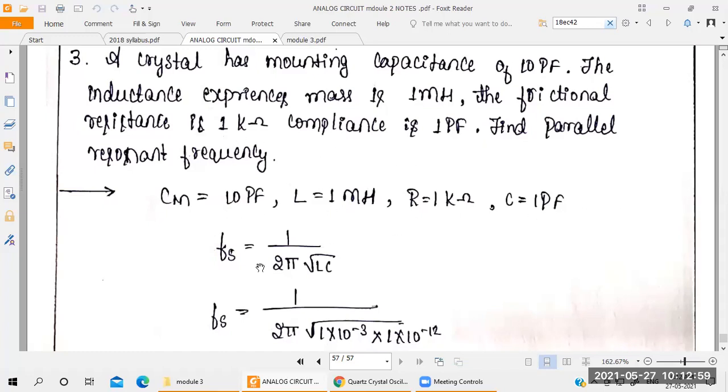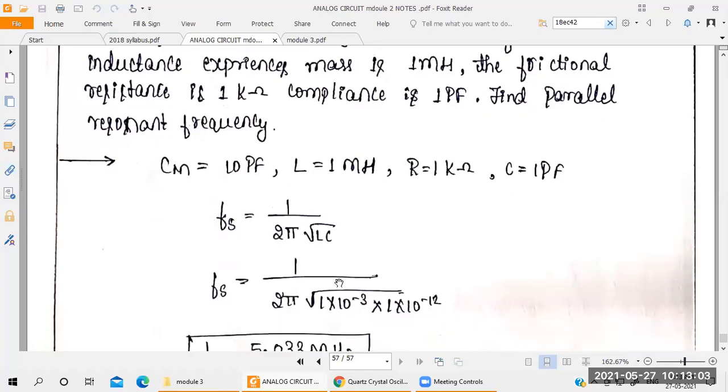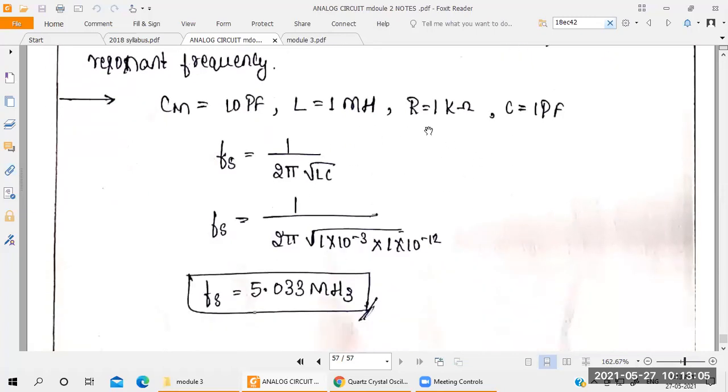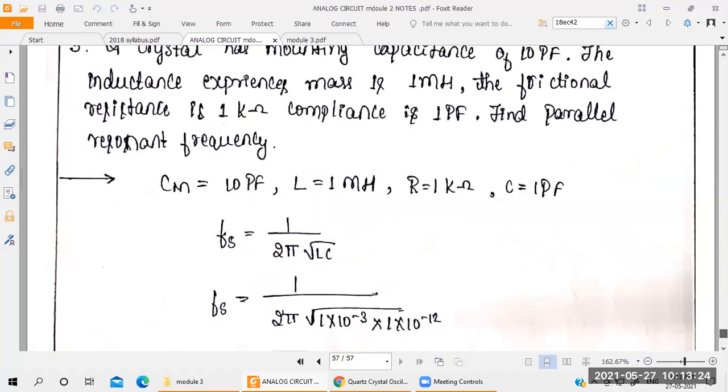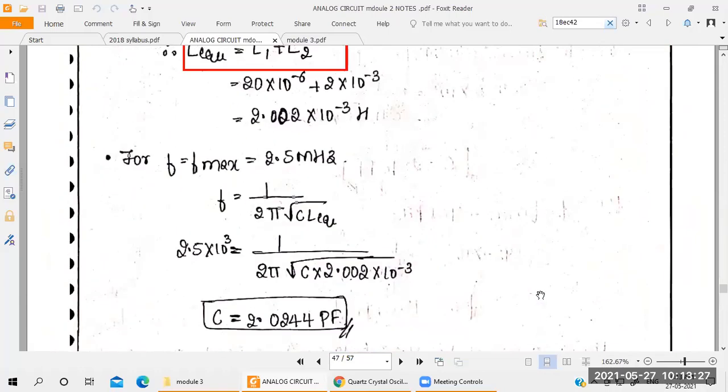Write down the given values. We take Fs. We know the formula: 1 divided by 2 pi square root of LC. Substitute the values of L and C. From that you can find the Fs value, that is 5.03 megahertz. This is the final value for Fs. Understood? So this completes module number 2.